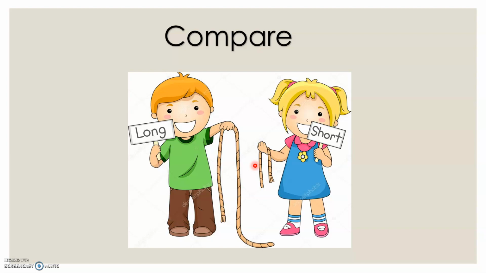When we want to compare between two things, we need to tell how they are similar and maybe how they are different. For example, something long and something short, something beautiful, something ugly, something nice, something, for example, also ugly. So when we compare between things, we need to tell how they are alike, what are the similarities between both of them, and how they are different.